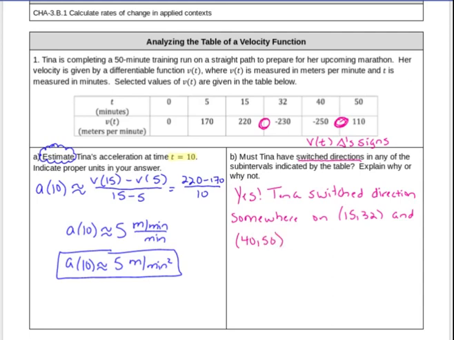And we do have to justify here. So because v of t changes signs on those intervals.